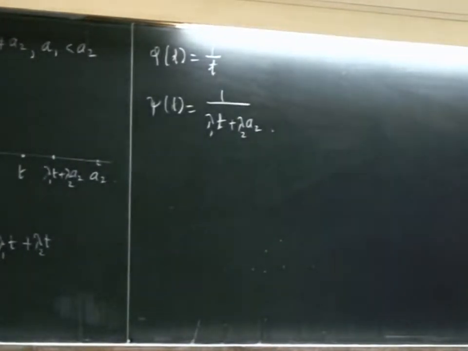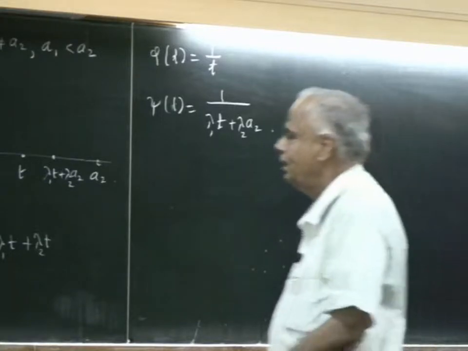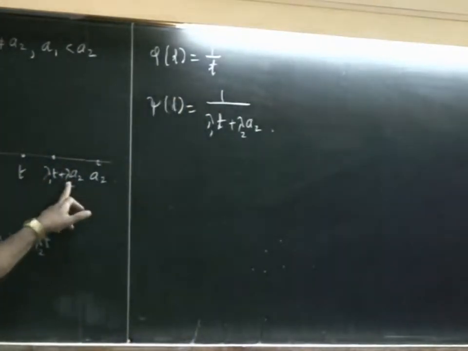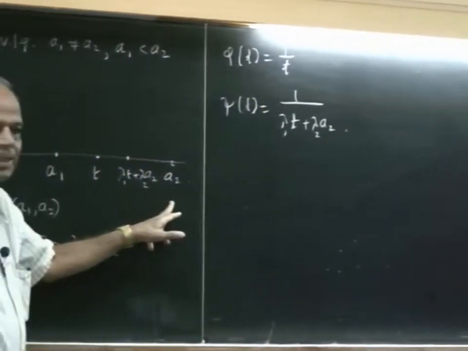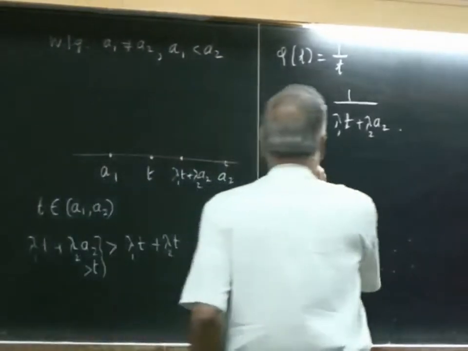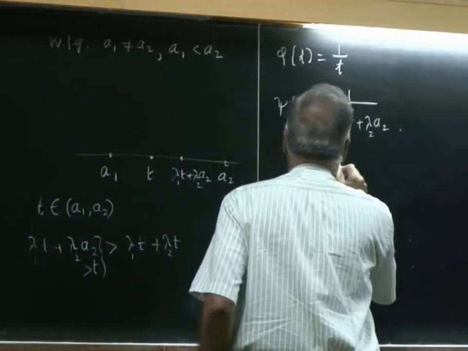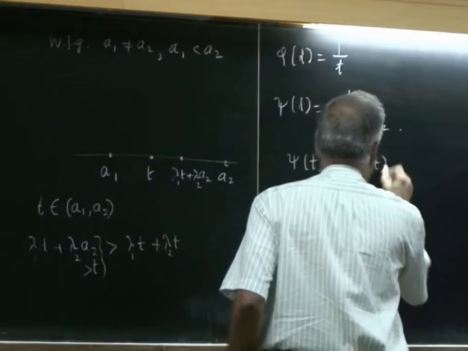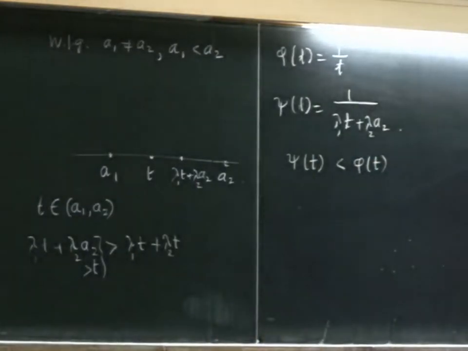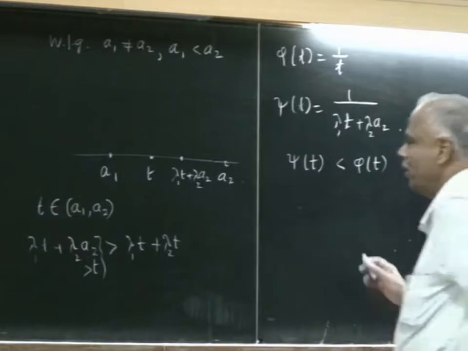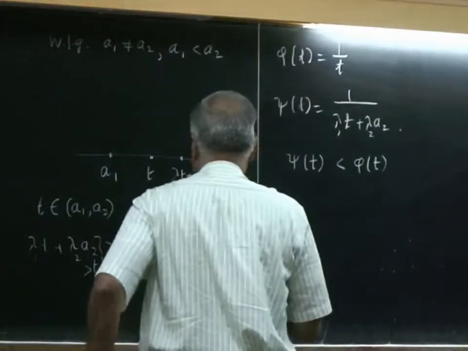Now t is smaller than this, therefore 1 over t will be greater than that. So therefore psi of t will be less than phi of t. t lies to the left, so the inverse will lie on the right. Okay. So now integrate.